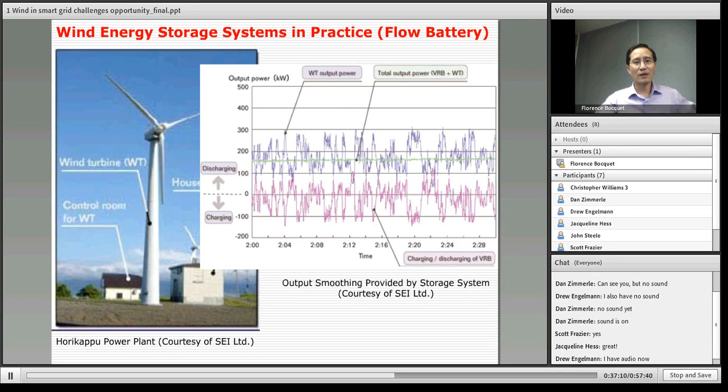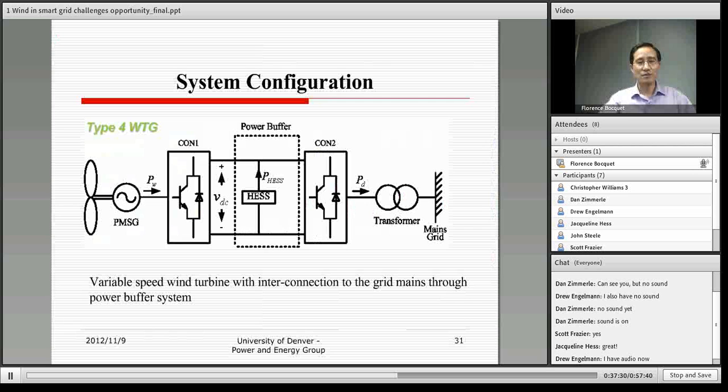So the power company likes this kind of wind turbine behavior, but then we put a lot of burden on the batteries. All this fluctuation up and down is absorbed or accommodated by the batteries, by the energy storage systems. This is just an example in real life. And what we did is that we want to put a hybrid energy storage system here.